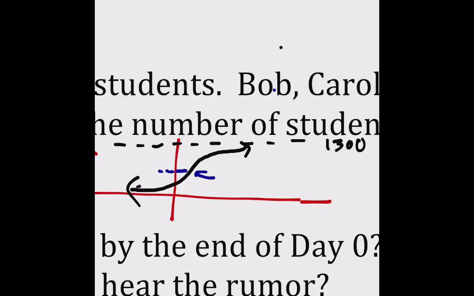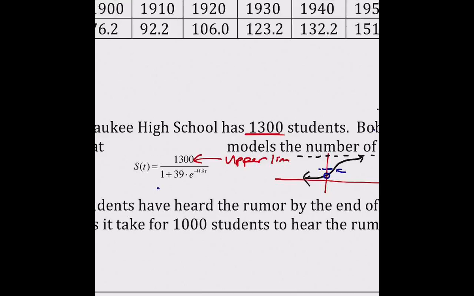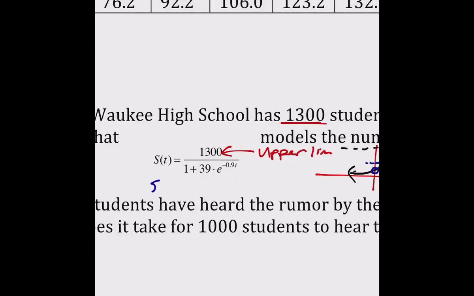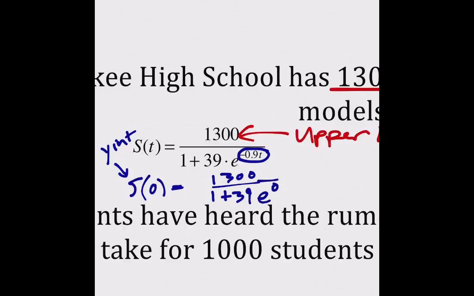But more interesting than that is we would like to know where that y-intercept is, and you guys remember that comes from putting in 0 for x in our original function. So if I put in 0 for t in this case, s of 0, this will give us our y-intercept and help us finish that graph a little more accurately. So 1300 over 1 plus 39e, and you put in 0, and anything times 0 is 0. E to the 0 is 1. So it's 1300 over 40.